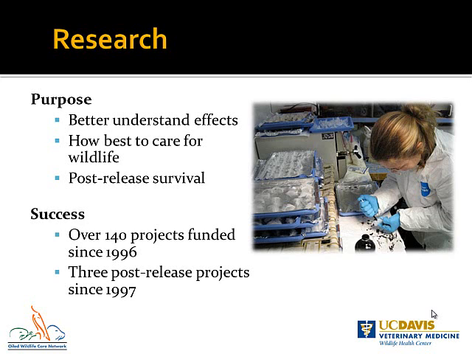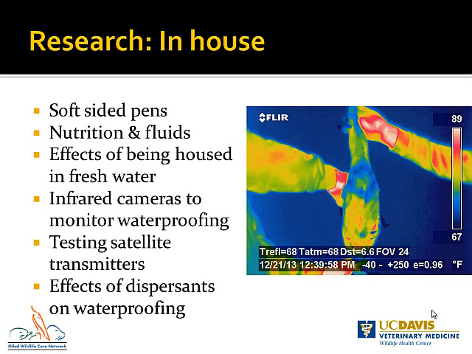those as well. So over 140 projects have been funded by the OWCN since 1996. Every year we give up to $250,000 in research grants, and 3 post-release projects have been funded since '97. We also have a fairly active in-house program for doing the same thing. So the 8 core staff that are in Davis are also very involved in doing research as well. So these are some of the studies that we've been involved with.